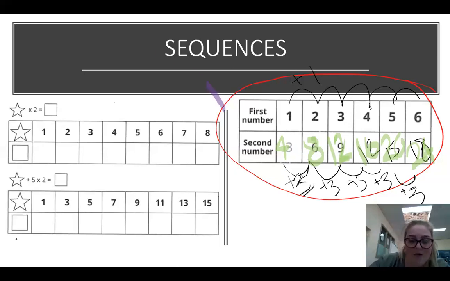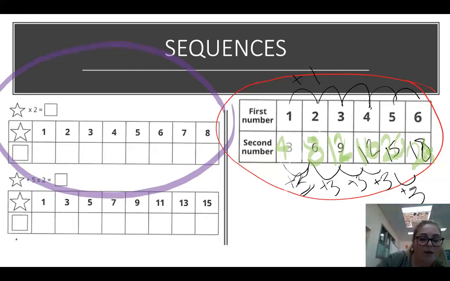Now your next activity, if we have a look over here to what I have circled here in purple, we have star times 2 equals square. The star represents the numbers that are on the same row as the star, and the square represents the numbers that are on the same row as the squares. So where we see a star, we can put in the number, and where we see the square, we can input that.